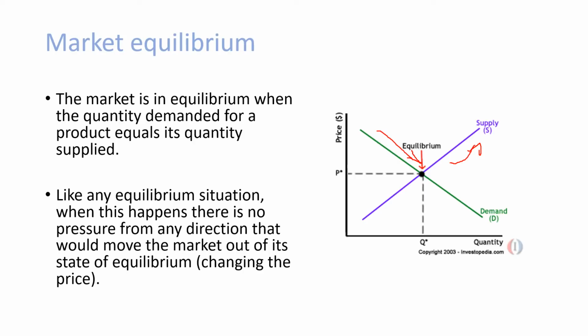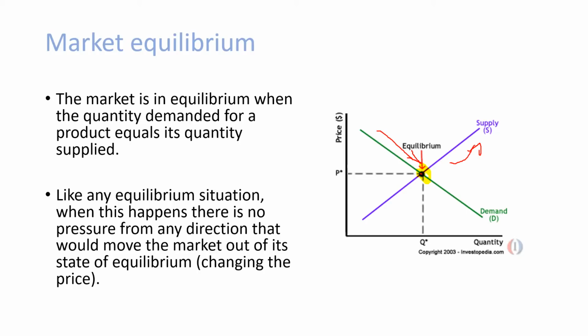Now when we put the supply curve and the demand curve together, we will have this point where the supply and demand curves intersect. I will highlight it in yellow so you can look at this point over here. This point we call the market equilibrium point, where the quantity demanded for the product is equal to the quantity supplied.